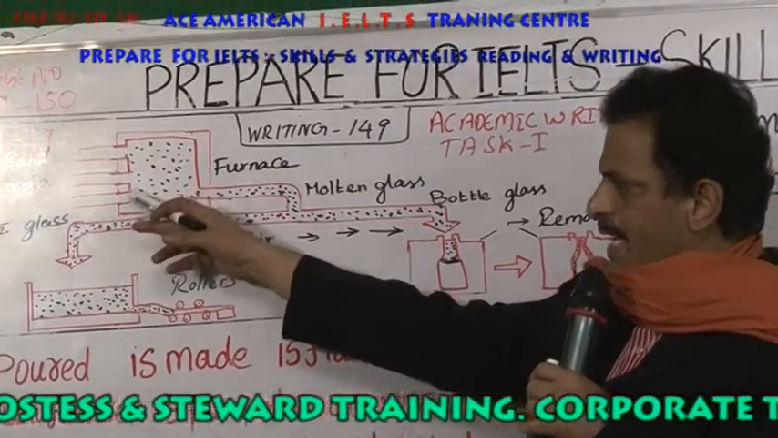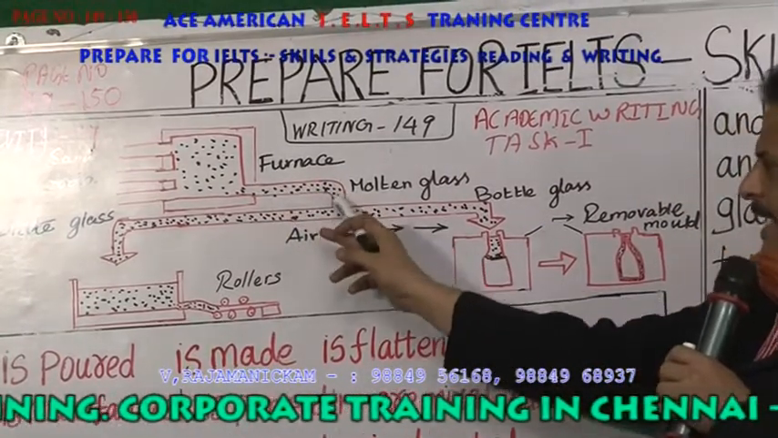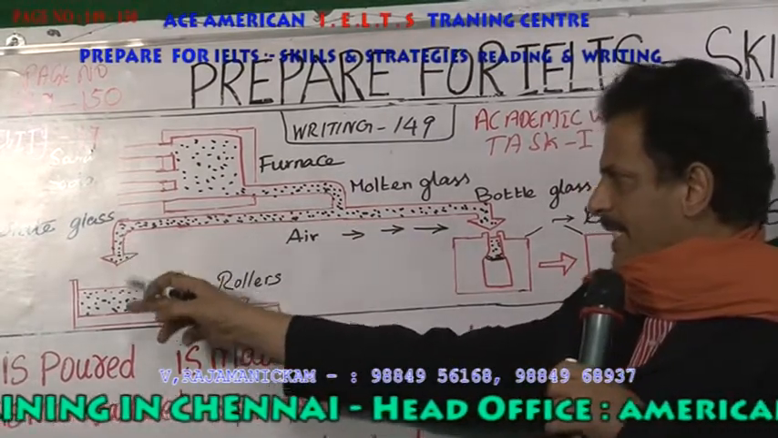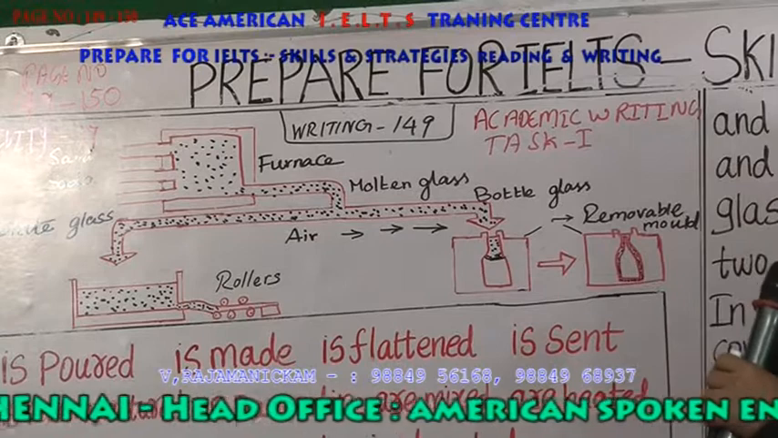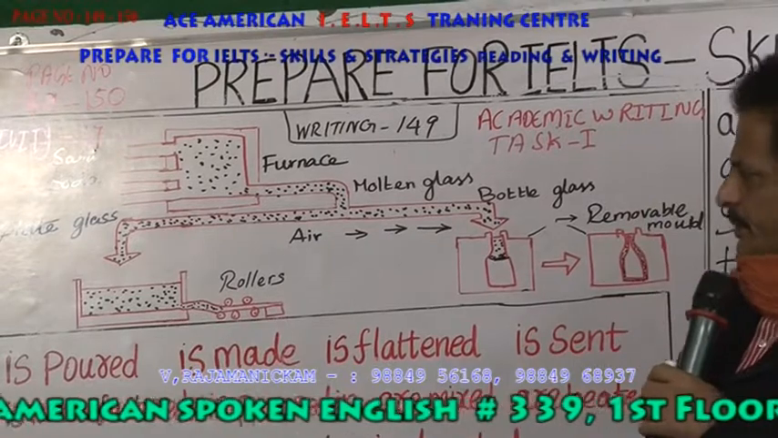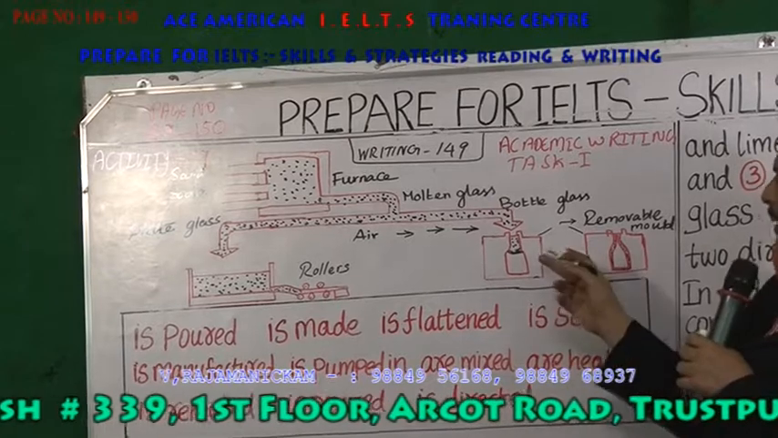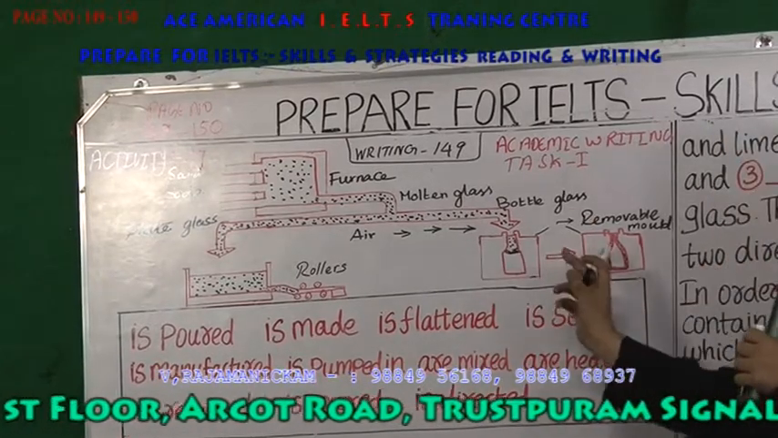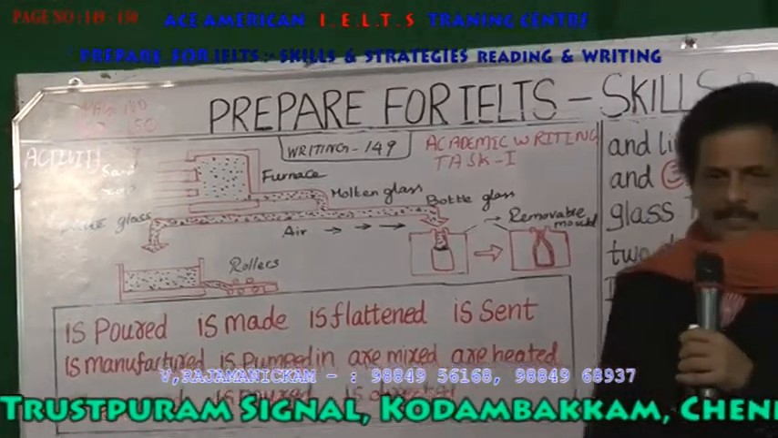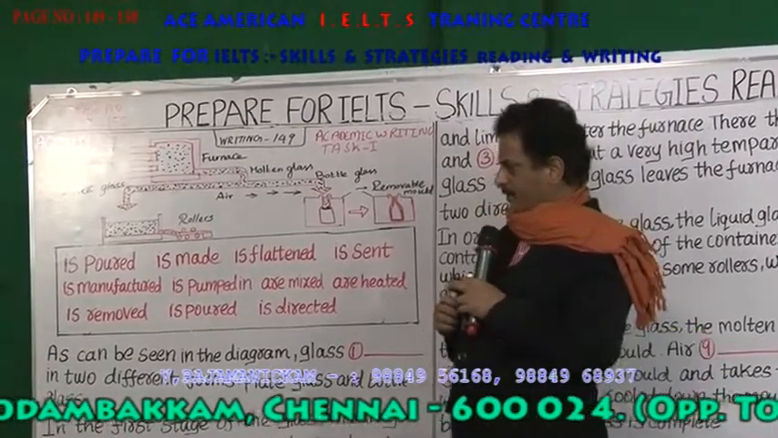So, sand, soda and limestone, three are mixed, put into a furnace, and it is divided into two parts. In the first part, the plate glass is made. In the second part, bottle glass is made. So it is poured into a container and it is rolled out. Plate glass you get, and here bottle glass, it is poured into a mold, removable mold, and you get bottle glass. So this is the process which you see. How do you write? Here the writer goes in for writing like this.